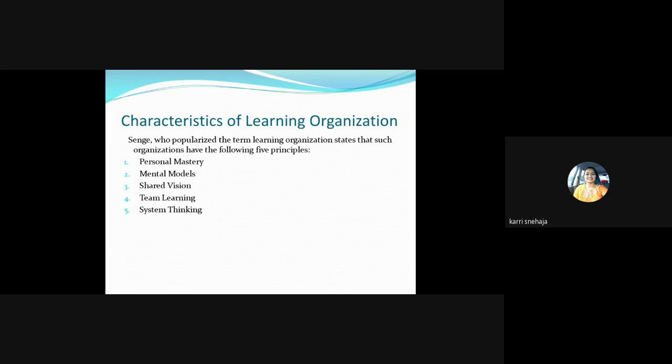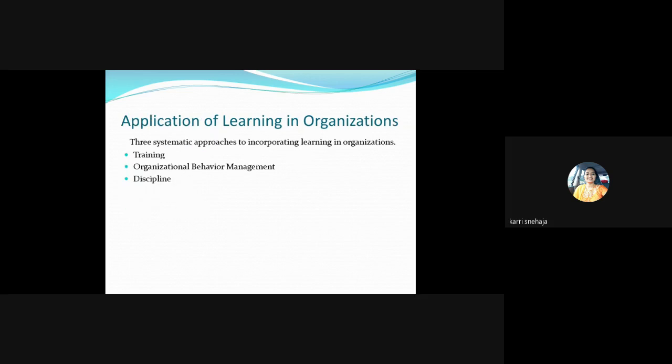Theek hai, team learning should be there, systematic thinking should be there, application of learning in organizations. There are three systematic approaches to incorporate learning organization. One would be training, the second is organizational citizenship behavior and discipline. So training is the one. Training is what? This training is a systematic process of learning new things.